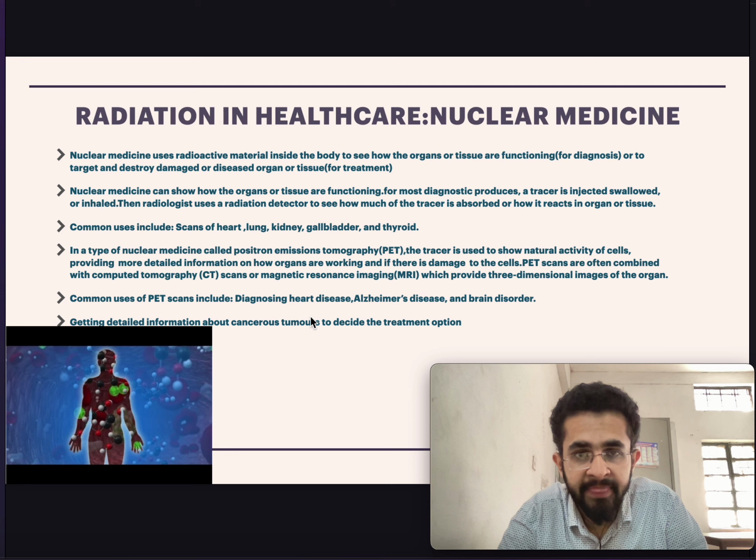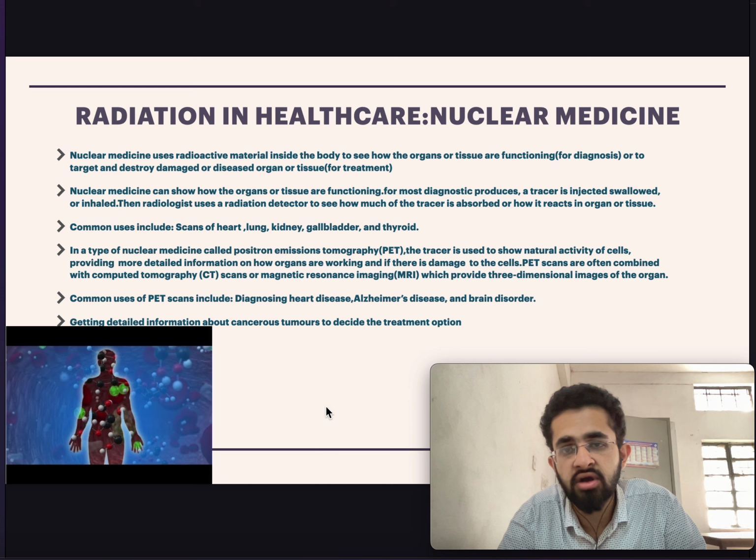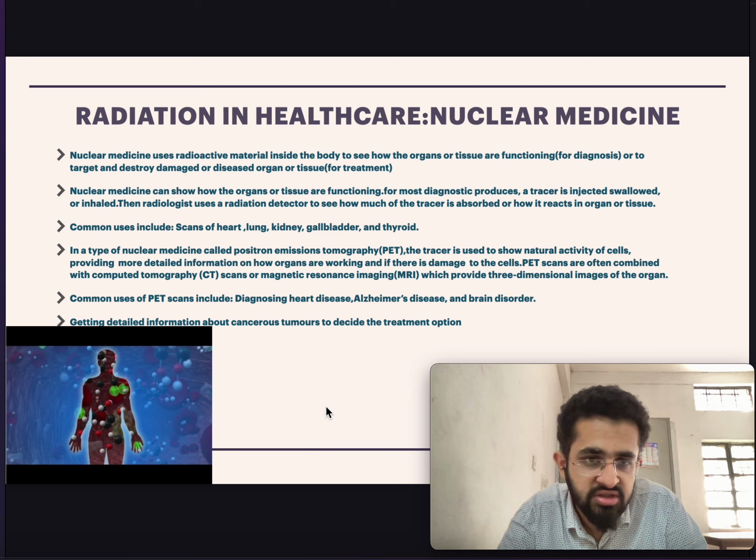Radiation in healthcare. In nuclear medicine, radioactive material is used inside the body to see how the organs or tissues are functioning for diagnosis, or to target and destroy damaged or diseased organs or tissues for treatment. Nuclear medicine can show how organs or tissue are functioning. For most diagnostic procedures, a tracer is injected, swallowed, or inhaled. Then a radiologist uses a radiation detector to see how much of the tracer is absorbed or how it reacts in the organs or tissues. Common uses include scans of the heart, lungs, kidney, gallbladder, and thyroid.